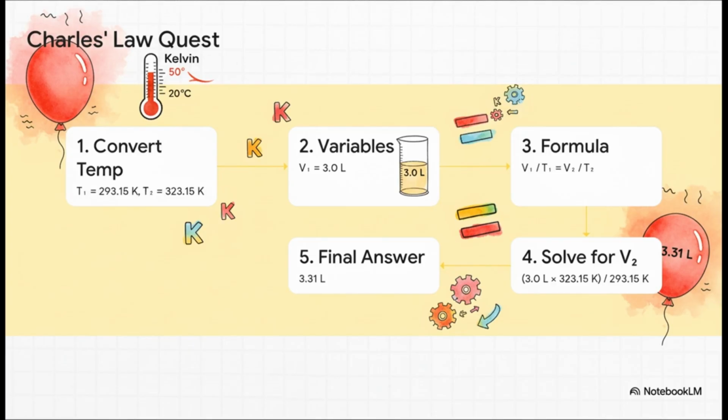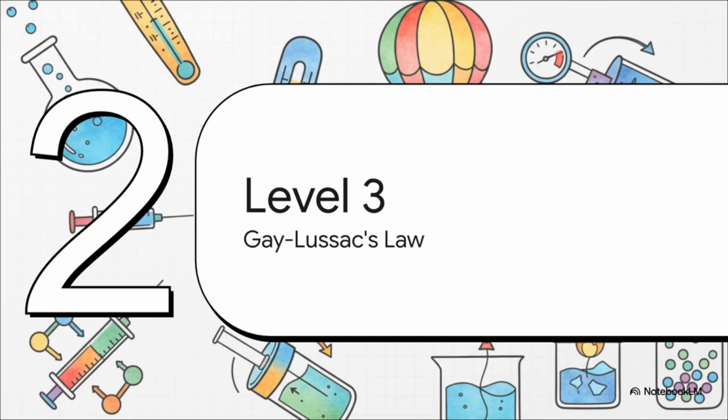We convert to Kelvin always. Once we've got our T1 and T2 in Kelvin, we can plug everything into our V1 over T1 formula. Do a little bit of cross-multiplying, and the new volume is 3.31 liters. It got bigger, exactly what we expected to happen. You are on a roll. Let's keep that momentum going into level 3, Gay-Lussac's Law.